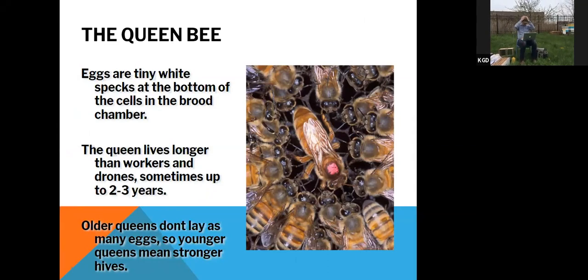So she's laying these eggs constantly, and after they're laid, the workers will come in and start to tend to them and feed them until they develop large enough to pupate, and then they cap the cells, and they develop into mature bees and hatch out. Next slide.